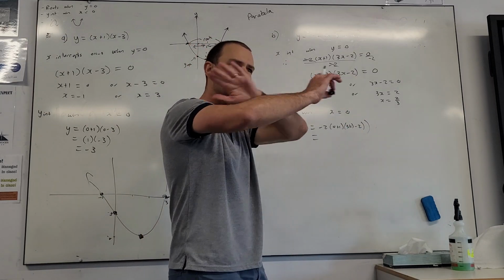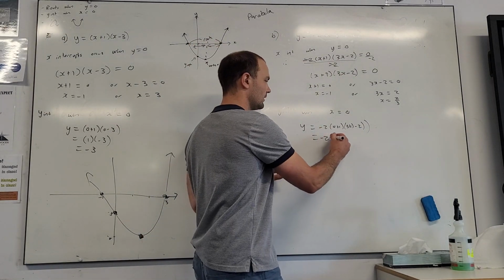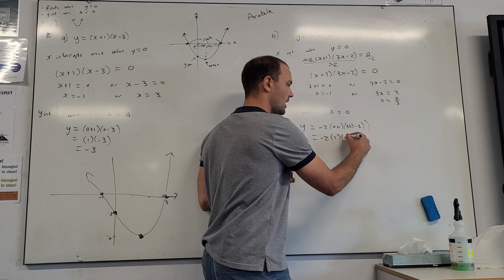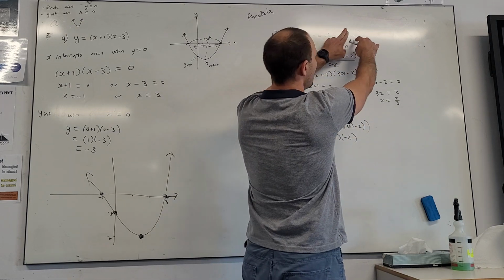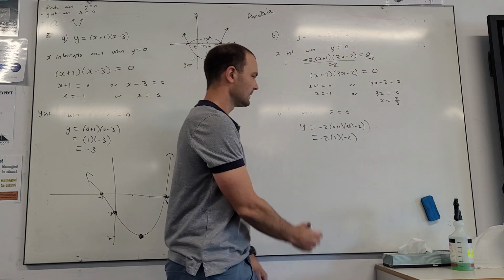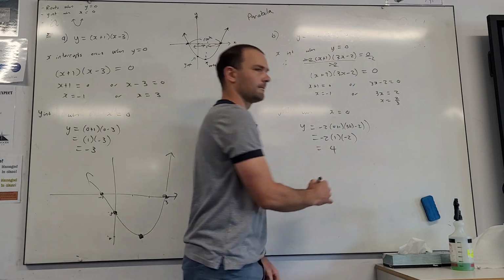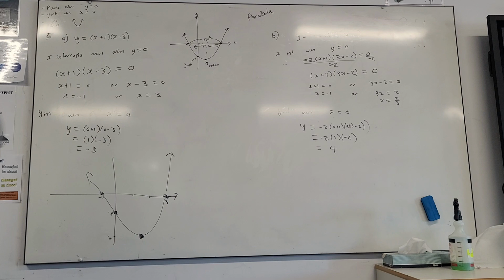basically that x term, you don't even need to think about it, all right? What it evaluates to is just this number. It's just the number that remains. So it's -2 times 1 times -2. That's going to be +4. The y-intercept is +4.